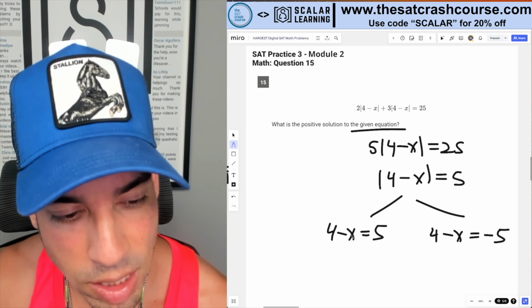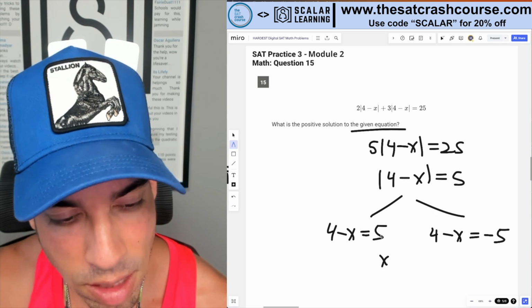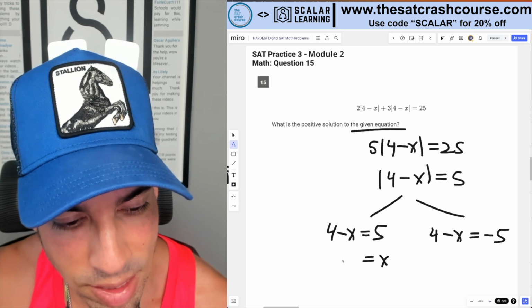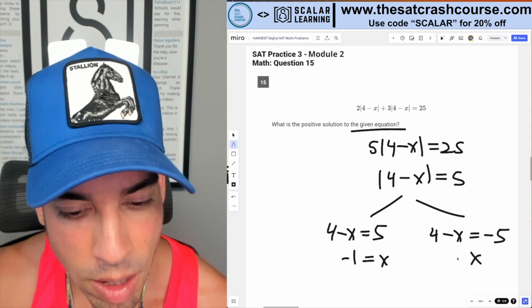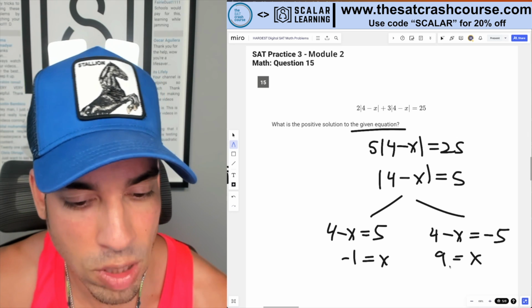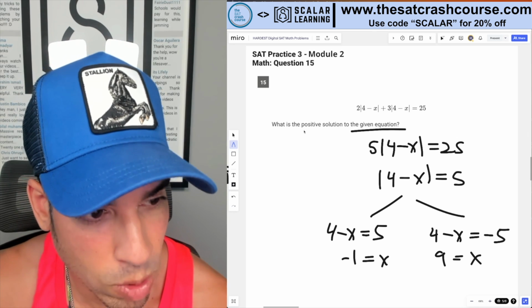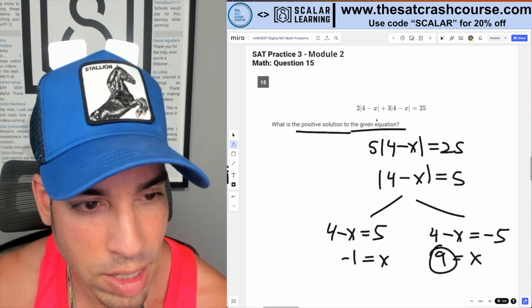Now I'm going to simultaneously add x and simultaneously subtract 5 from both sides. X equals negative 1. Over here, add x, and then add 5 over here, and we get x equals 9. So these are our 2 solutions, but they want the positive solution, so 9 is the winner.